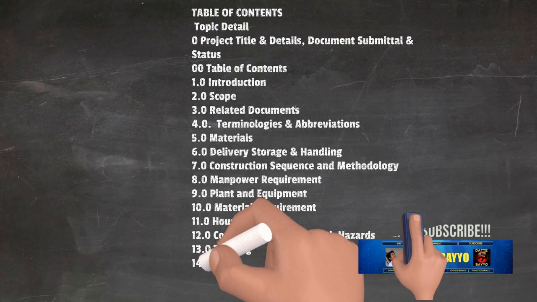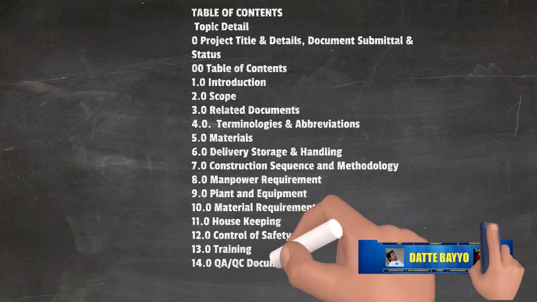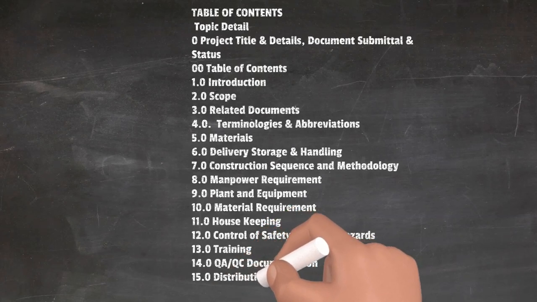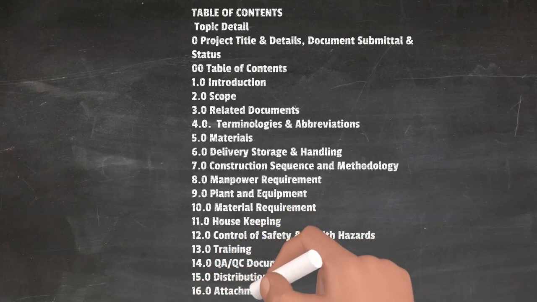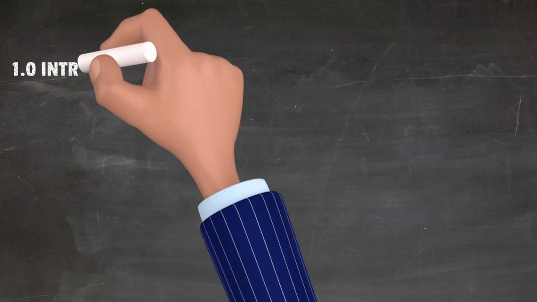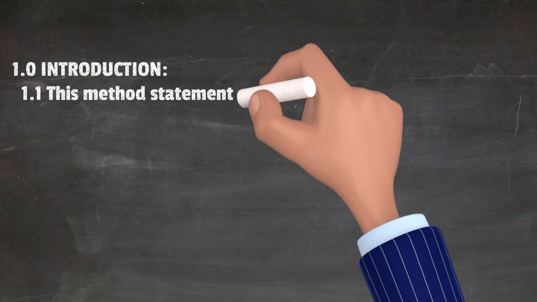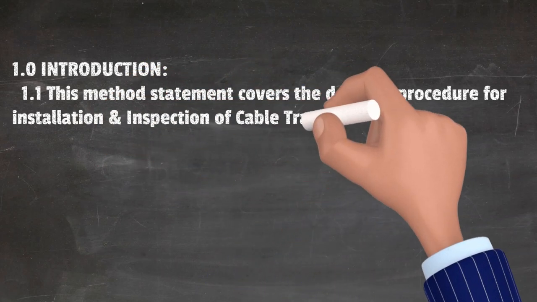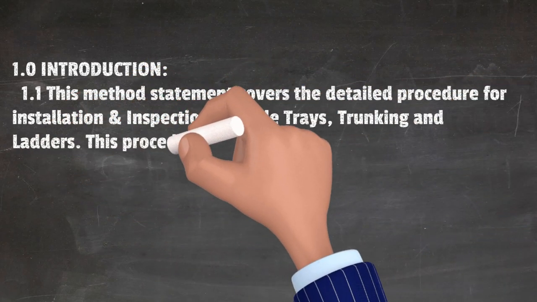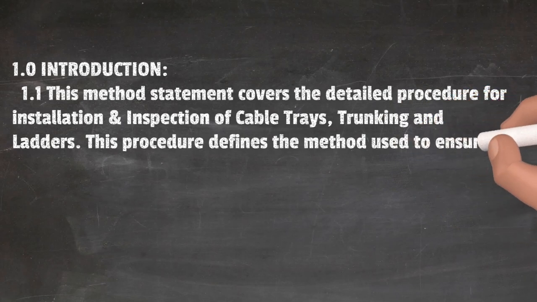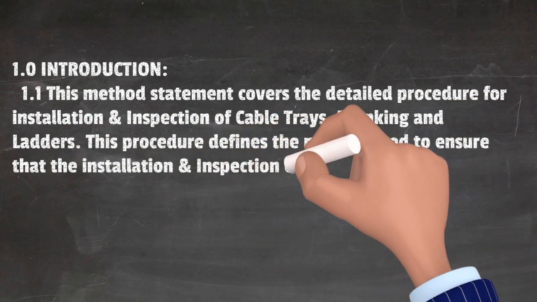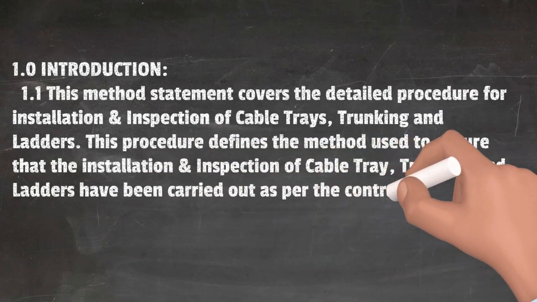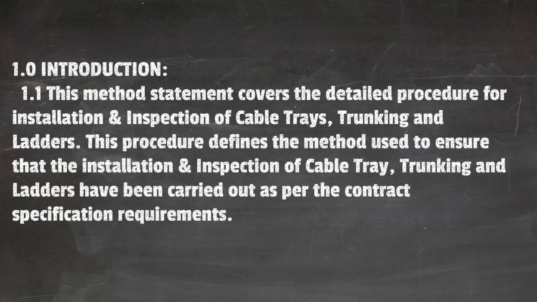14.0 QA/QC Documentation. 15.0 Distribution. 16.0 Attachments. Introduction. This method statement covers the detailed procedure for installation and inspection of cable trays, trunking, and ladders. This procedure defines the method used to ensure that the installation and inspection of cable tray, trunking, and ladders have been carried out as per the contract specification requirements.